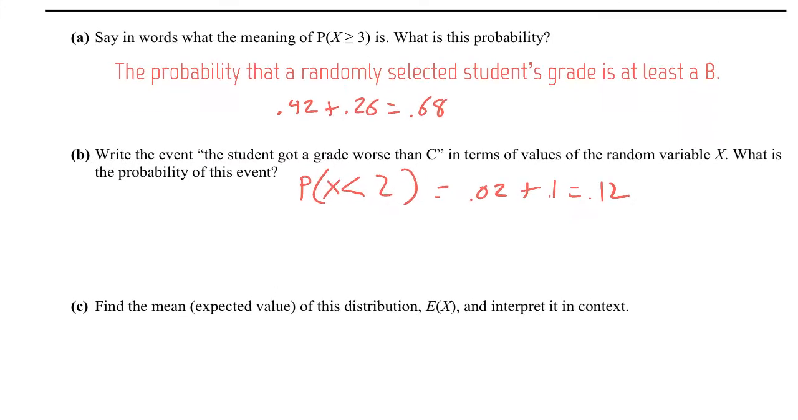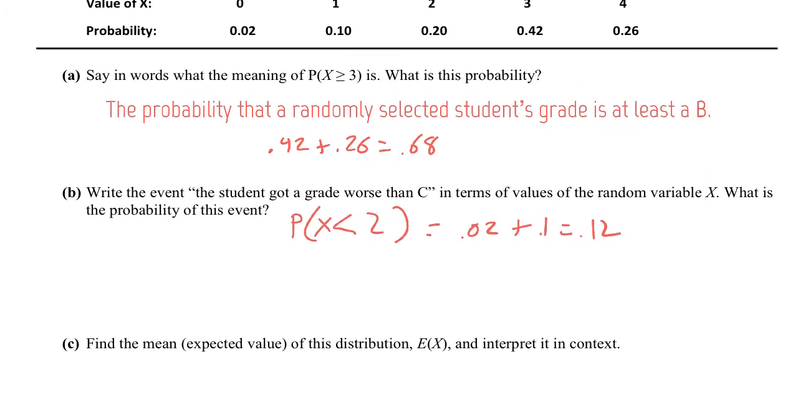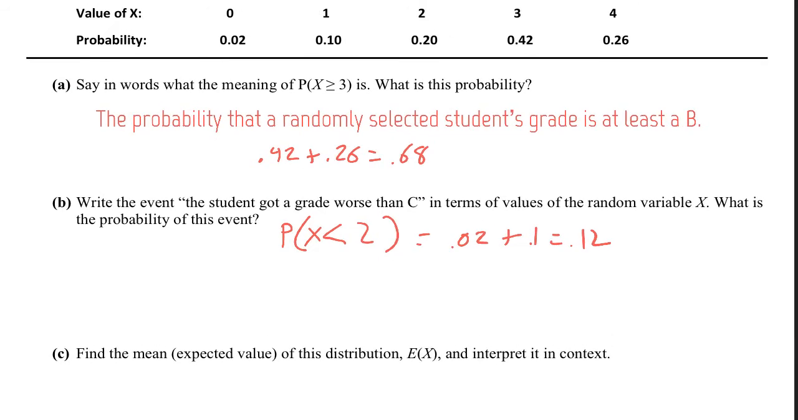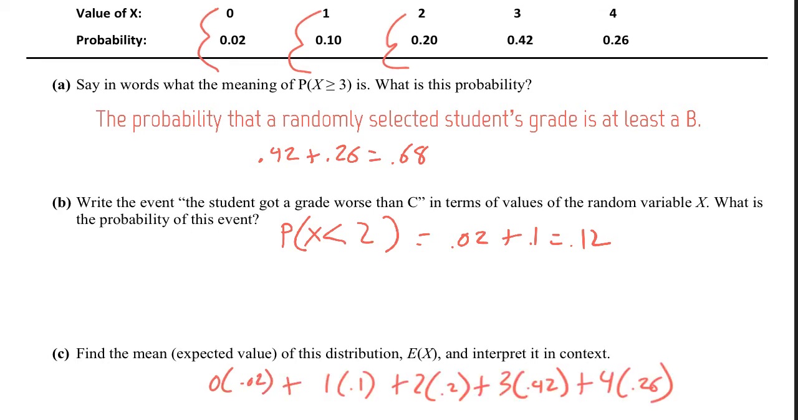Find the mean expected value and interpret that in context. So this is where you multiply down and add across. So I'm going to multiply down each of these. So this, etc., and then add across there. So 0 times 0.02 plus, and then I just filled in all the rest. That's just all of these down. And then we add them all up, and we just type that into our calculator, and we get 2.8.